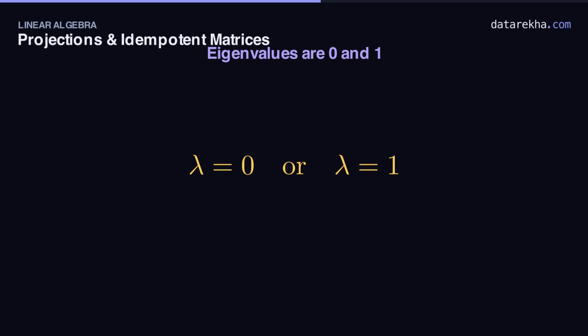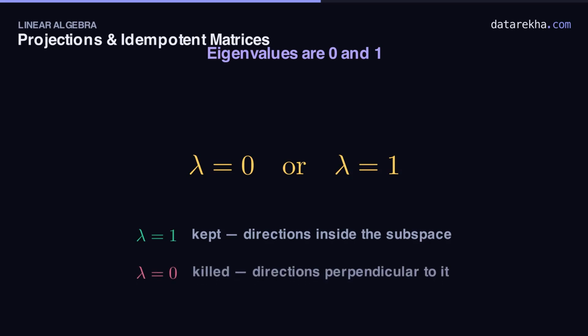There is no third option, and they tell a clean story. Lambda equals 1 marks the directions that survive. They already live in the subspace, so the shadow is the vector itself. Lambda equals 0 marks the directions that get crushed to nothing, the ones perpendicular to the subspace, the part the projection throws away.